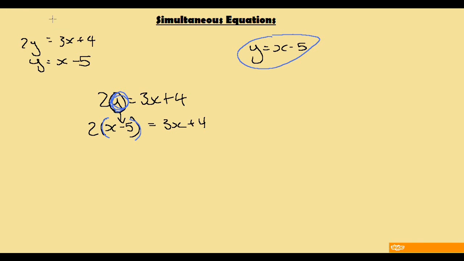Okay, so from here, what we're going to do is tidy up, expand the brackets, and hopefully be able to solve. So first thing we'll do is expand the brackets. Whenever you've got an equation with brackets in, it's always useful to try and expand the brackets out. So 2 times x is 2x, and 2 times minus 5 is minus 10, and that would be equal to 3x plus 4. There we go, just expanded the brackets there.